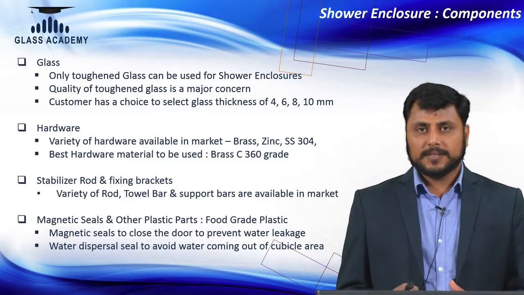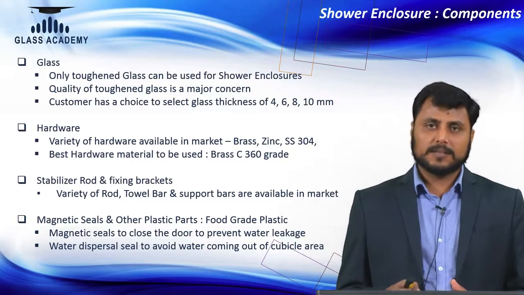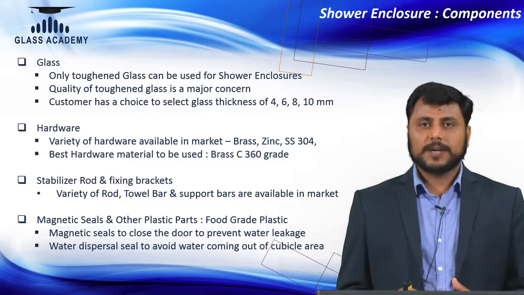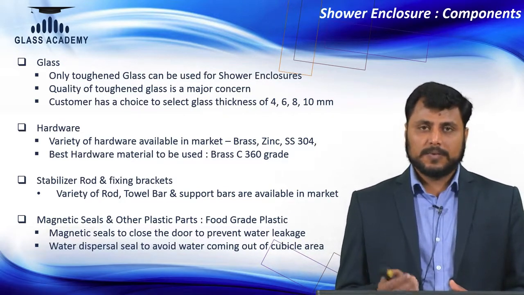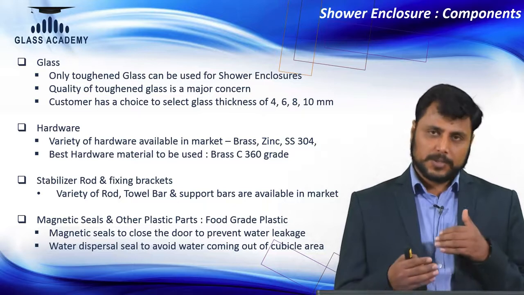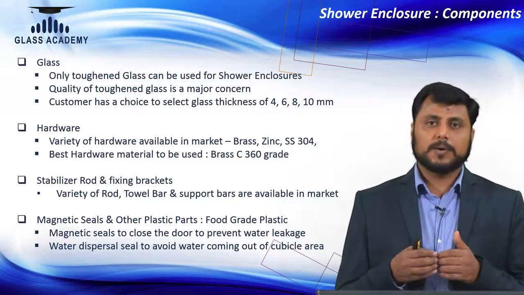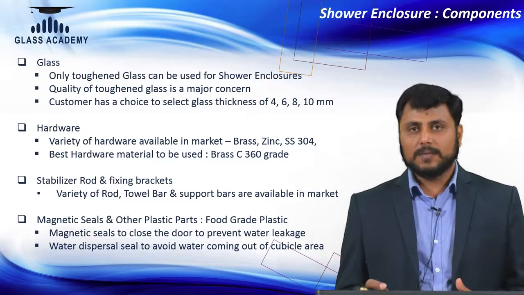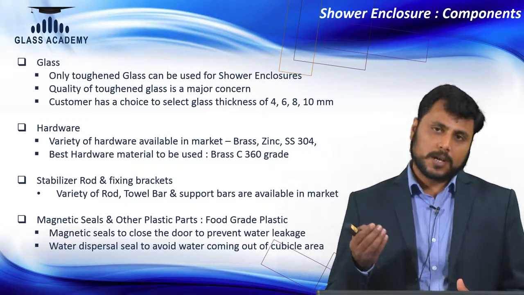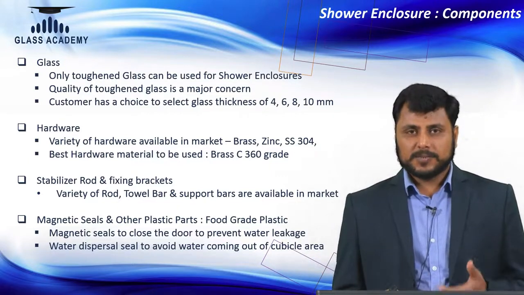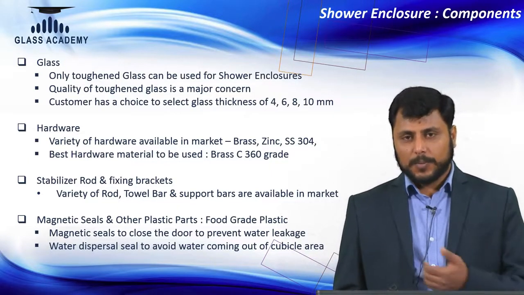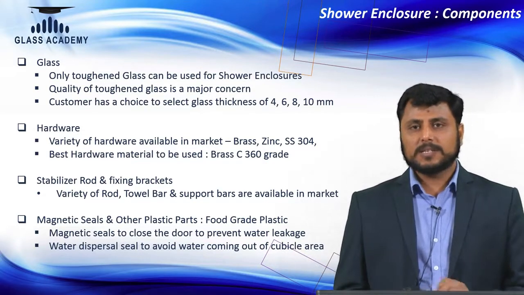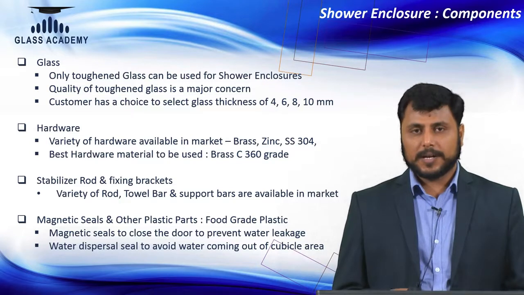Apart from these connectors and stabilizer rods, there are magnetic seals and plastic seals, which are used for water leakage prevention. For example, a magnetic seal is used where the door closes, so that no water comes out of the door area. Then plastic seals on the side of the wall where the glass is fixed, so water should not come out from that area. Then water dispersal seals are there, so that once you open the door, water should not come out from the bottom. In this way, these are the major components of the shower enclosure product category.